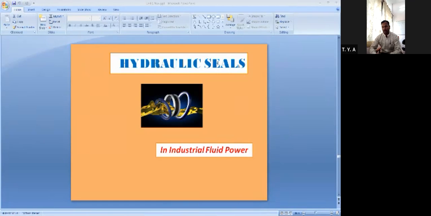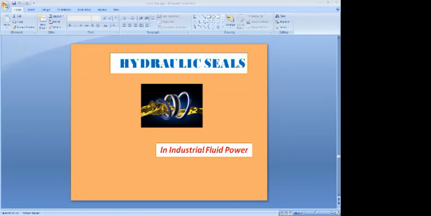Now today we'll move to the last point of our first chapter, that is seals and packing, hydraulic seals and packing. So what is the need of a seal? That is the question we will discuss first. Why do we need to apply these seals in the hydraulic system? That question is very important.